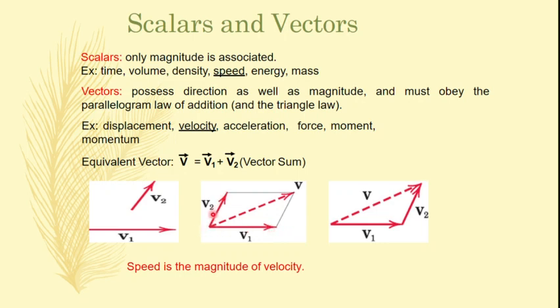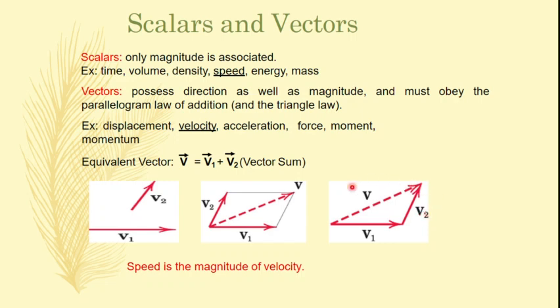Similarly, this length is the magnitude of this v2 vector, and this arrowhead describes its direction. Then the length of this resultant vector defines the magnitude of the resultant vector, and this arrowhead describes the direction of the resultant vector.